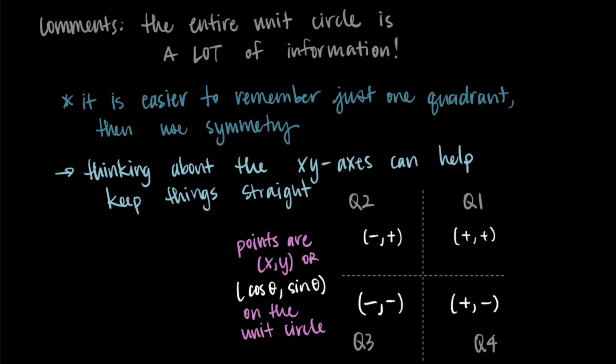And quadrant 4 has a positive x, we're going to the right, and a negative y, we're going down, and that's a positive cosine and a negative sine. So you can just imagine if I was plotting a point in any one of these coordinates, what would my values be? Would they be positive or negative for the x and the y?